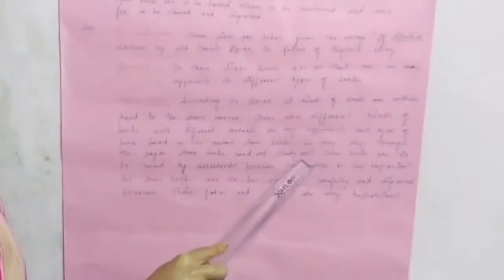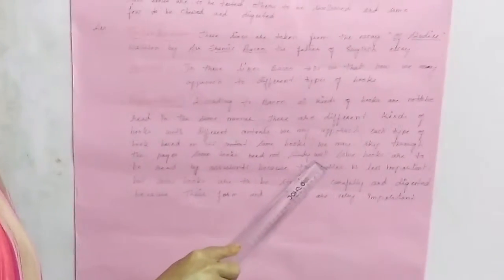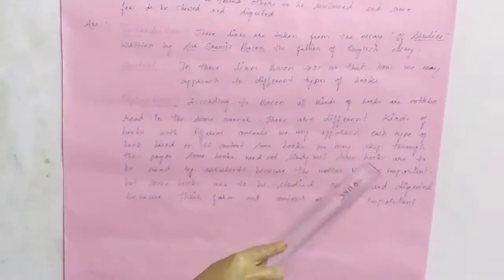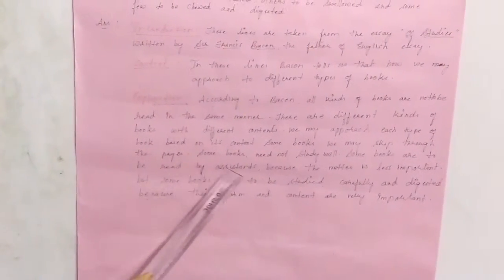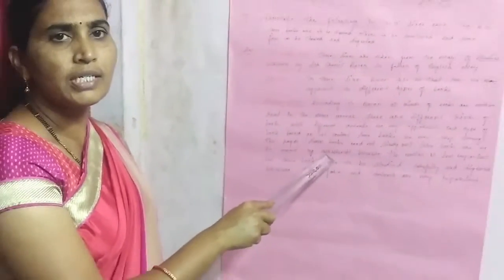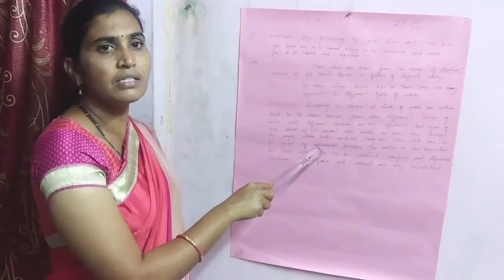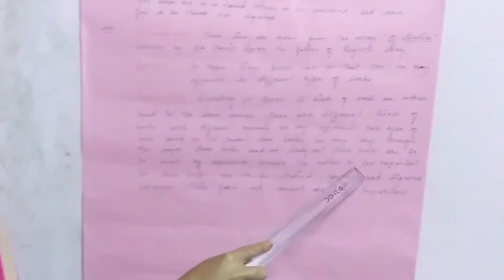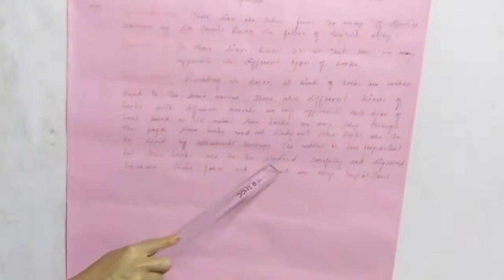Some books need not be studied well, which means the content is less important. That's why we need not study them completely. Some books are to be read by assistants. These are least bothered books that should be read by assistants, because the matter is less important. But some books are to be studied carefully and digested.